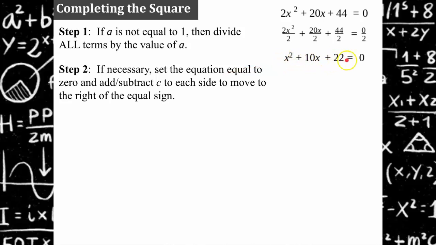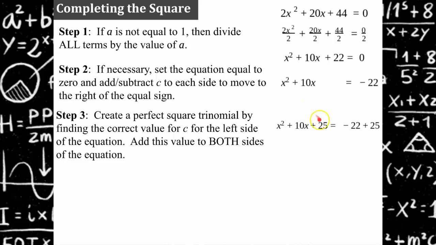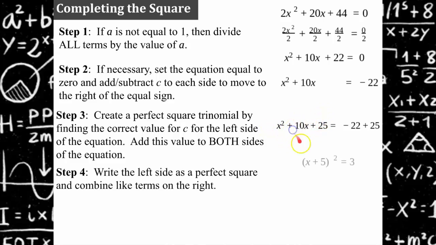So we have our quadratic function in standard form, and we are going to subtract 22 from both sides to put the c value on the right side of the equal sign. So here we have this. Now we're going to create a perfect square trinomial on the left. So I'm going to find half of b, so half of 10 is 5, square it, and I get 25. So I'm going to add 25 to both sides. So now I've created my perfect square trinomial. I'm going to write it as such. X plus 5 squared is equivalent to this. And then I've combined like terms. Negative 22 and 25 is 3.